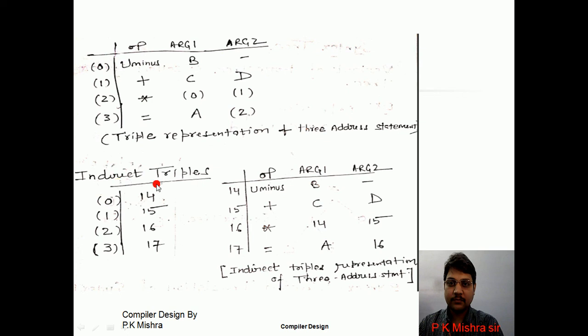Now what is indirect triples representation? Indirect triples representation is just an enhancement over triples representation. It is similar to triples representation, but with some enhancement. It uses pointers instead of the position to store the result.